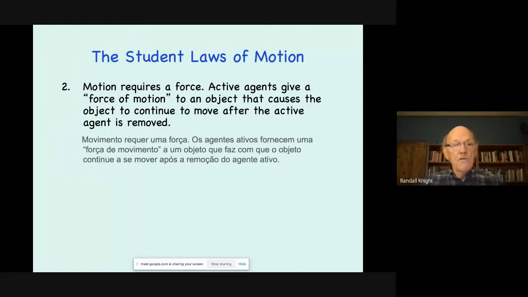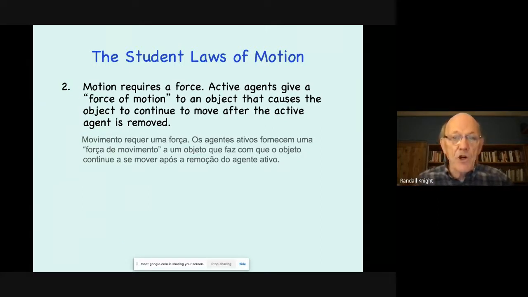The second law of motion for students is that motion requires a force. And that's what we saw in this question about the coin toss. Active agents give a force of motion to an object that causes the object to continue to move even after that active agent is removed. So as you threw the coin upward or throw a ball upward, something about the force of your hand sticks to the object and continues with that object, and eventually it wears down.